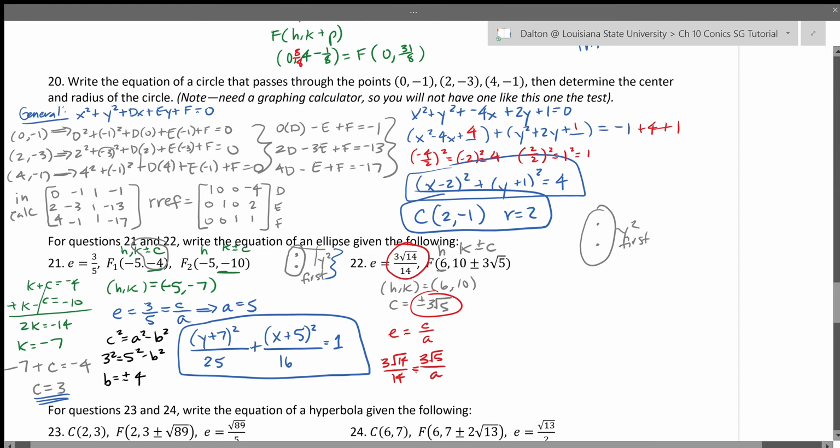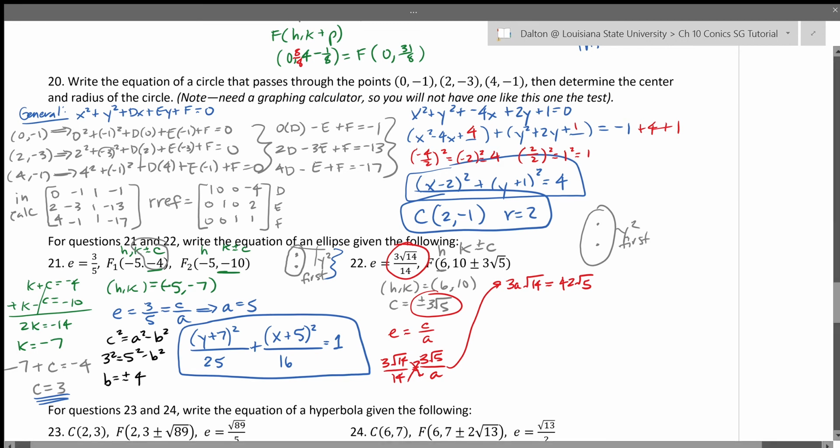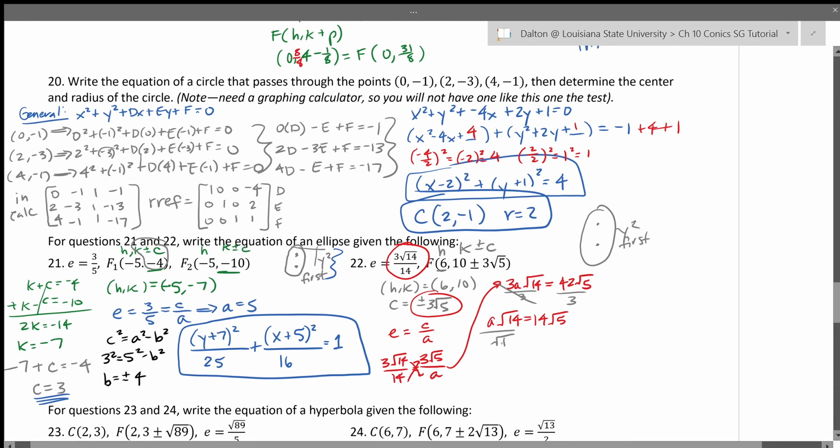So I'm going to go ahead and cross multiply here. So if I do that, I'm going to get, let's see, 3a square roots of 14 is equal to 3 times 14 is 42 square roots of 5. And then our goal is to try to get a by itself. So let's see, I can divide both sides by 3. And then I get a square roots of 14 is equal to 14 square roots of 5. If I'm trying to get a alone, I'm going to divide both sides by square root of 14 now.